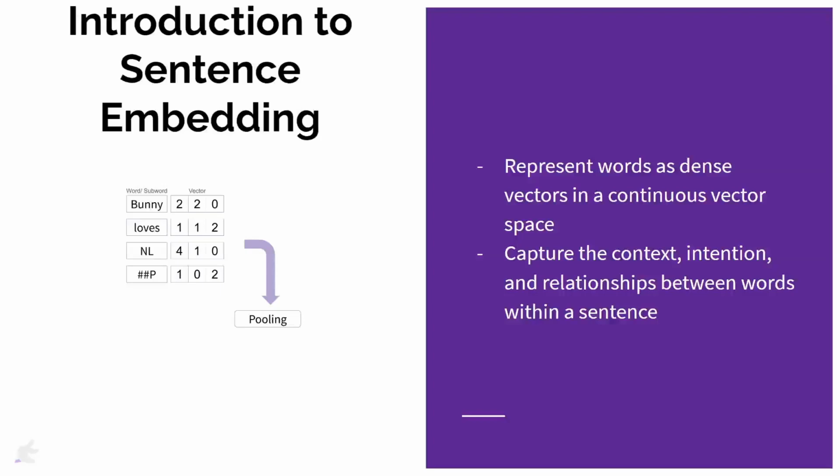Sentence embedding refers to the process of representing a sentence as a vector that encodes its meaning and semantic information. It is a technique used in natural language processing to capture the context, intention, and relationships between words within a sentence. By transforming sentences into fixed-length vectors, machines can better understand the nuances and subtleties of human language.